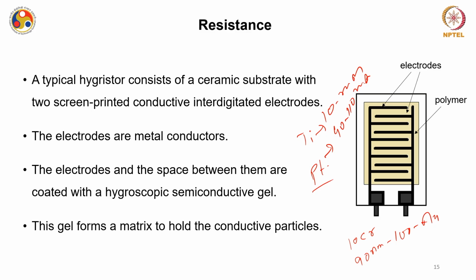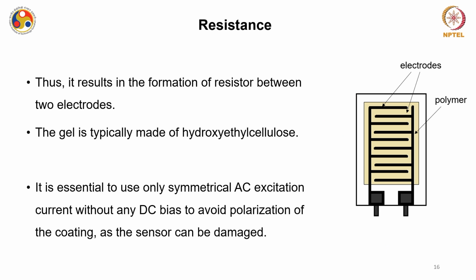The electrodes and the space between them are coated with a hygroscopic semiconductive gel or powder, or semiconducting material suspended in some solvent. This gel forms a matrix to hold the conductive particles. Therefore, it results in the formation of a resistor between the two electrodes.